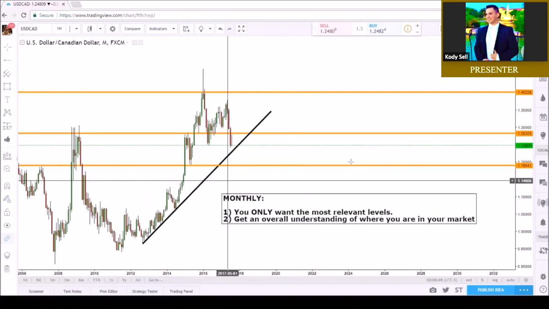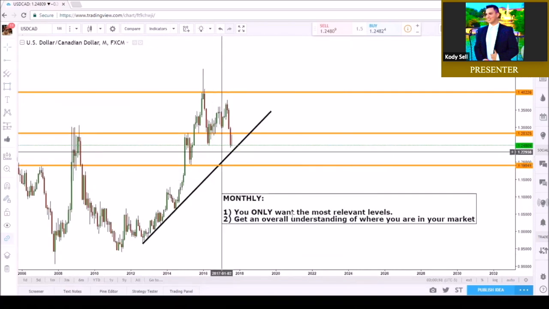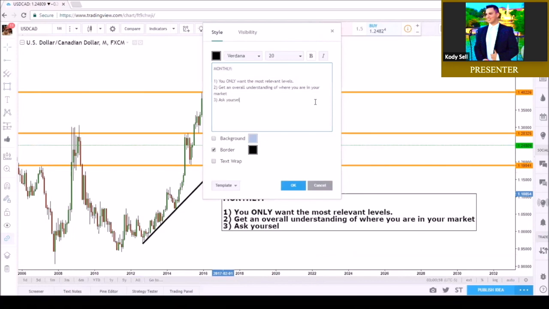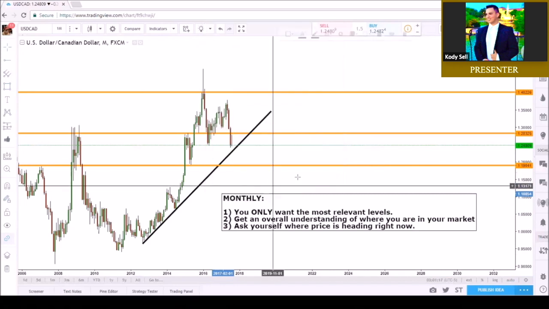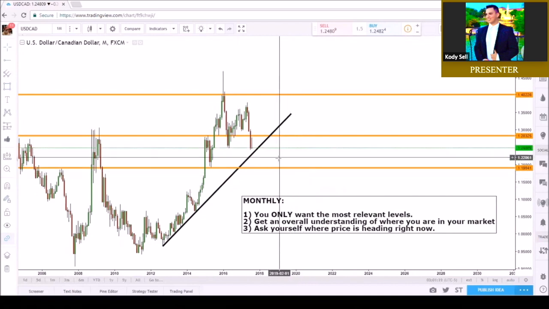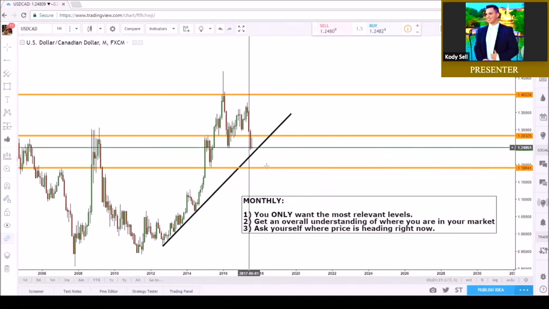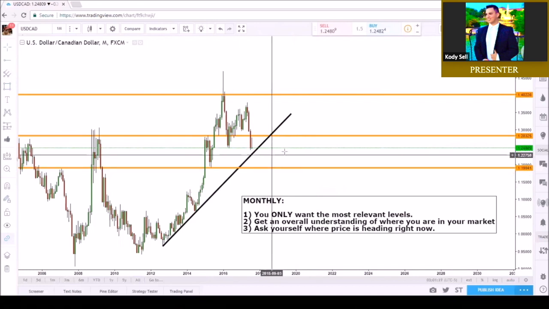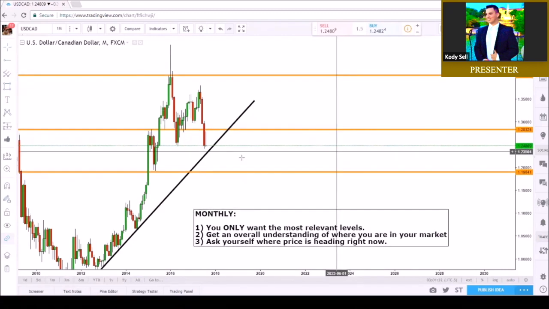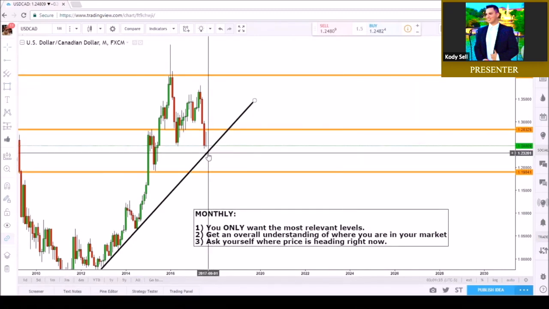And the final thing about the monthly time frame that's going to be important, it's the third and final thing, is I want you guys to ask yourself where price is heading right now. So what I mean by that, guys, is our purpose of analyzing the monthly time frame is not so that we can sail down to the next monthly level. The purpose of analyzing the monthly time frame is so that we can zoom in and really get some clarity on where price is going to be going short term and find a really nice trade.